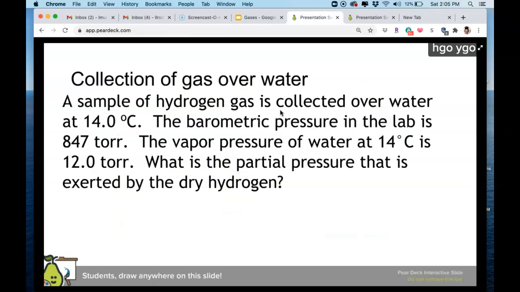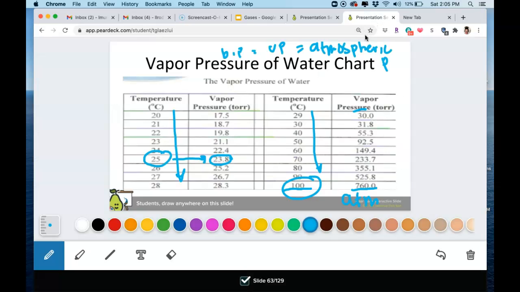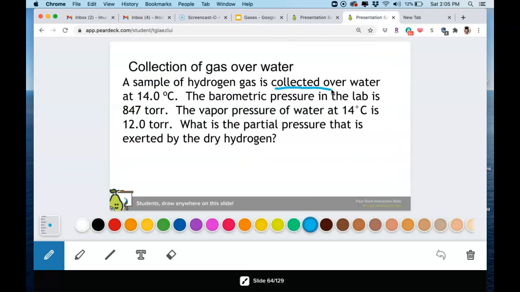So if you look at this question, it says a sample of hydrogen gas is collected over water. This is your main hint, collected over water, meaning inside the container there's water and whatever gas. In this case, it's hydrogen gas. The barometric pressure of the lab, this is total pressure, is 847 torr. They did this experiment at 14 degrees Celsius, and at 14 degrees Celsius the vapor pressure of water is 12 torr.